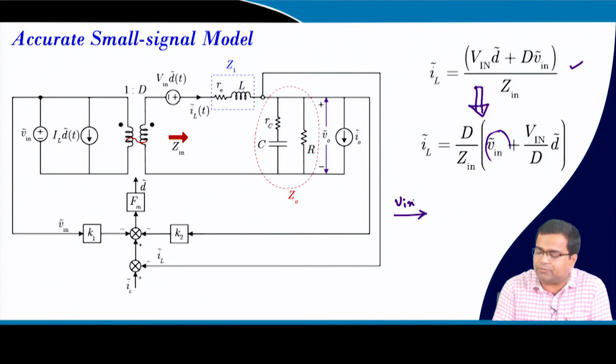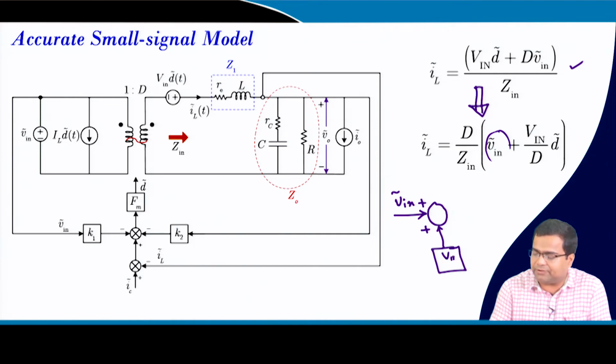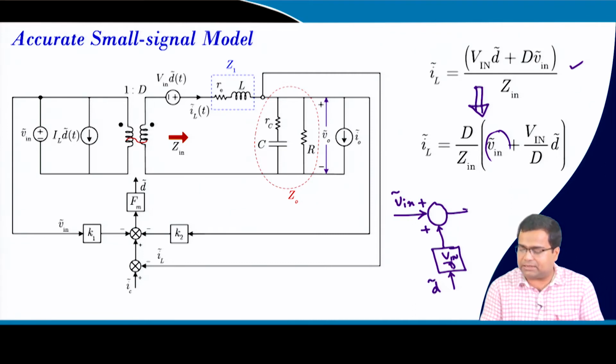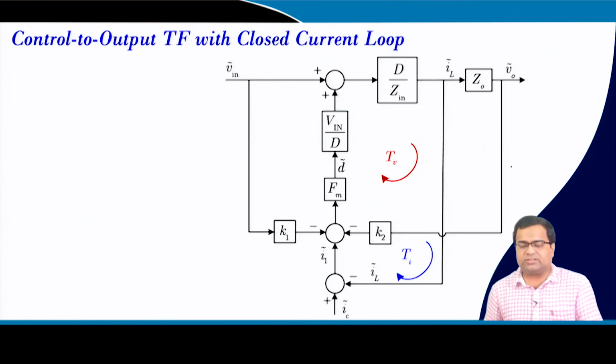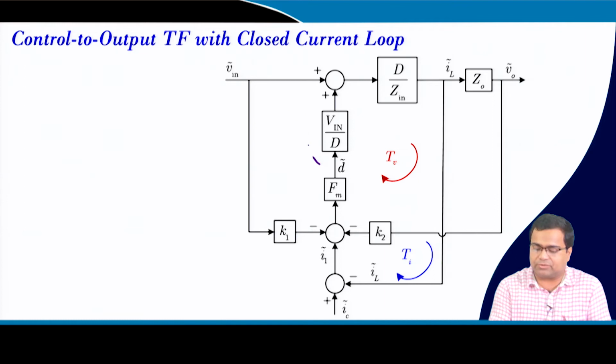So, you have an input voltage perturbation which is summed up, and this side we are getting something like V in by D, and this is our duty ratio, and this multiplied by D by Z in is my IL perturbation. Okay. So, this is exactly that. So, we talked about this branch.